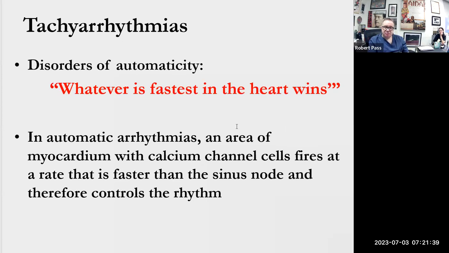And again, I will remind you that when it comes to the rhythm of the heart, whatever is the fastest in the heart wins. And so when, for example, an area of myocardium with calcium channel cells are firing at a rate that's faster than the sinus node, it will control the rhythm. Let's give you an example.